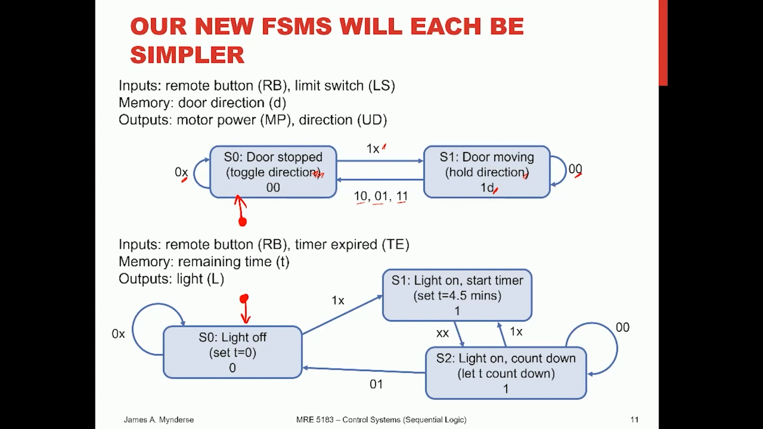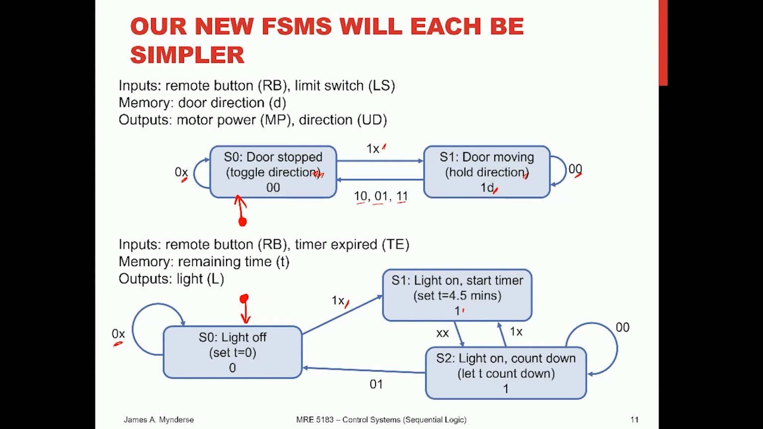And the output is 0. And we're going to stay there as long as we don't see the button pressed. So that's the 0x in the transition. When we see the button pressed, the 1x here, we're going to transition to state S1. And in state S1, we're going to turn on the light. That's the 1 in the output.